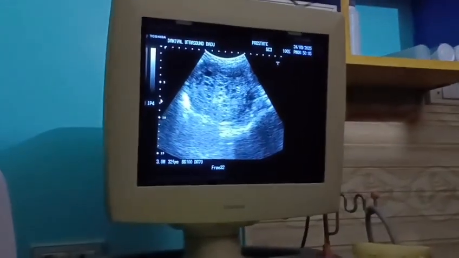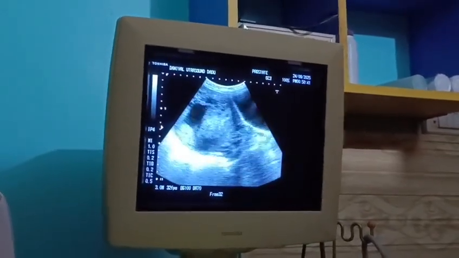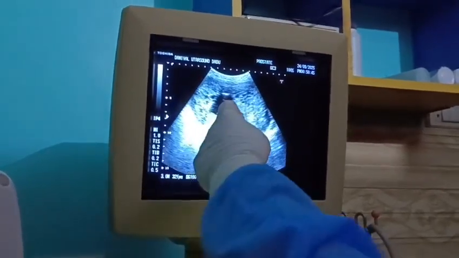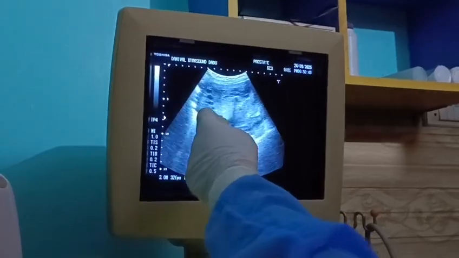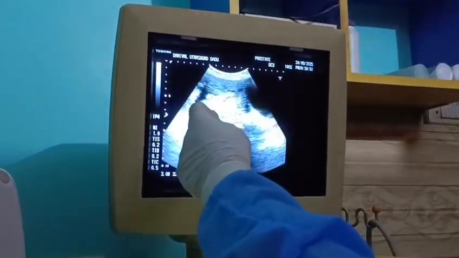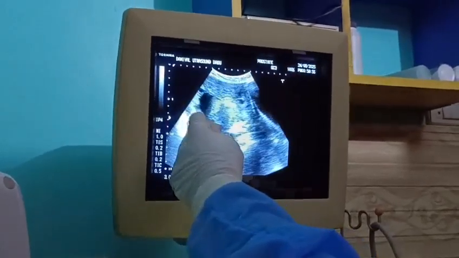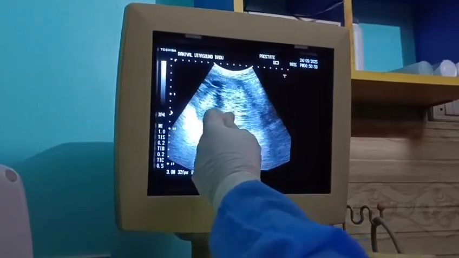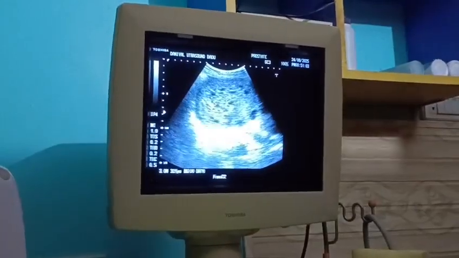Now let's come to the partial mole which we are facing now. Here is a partial mole which shows the amniotic fluid contained in the gestational sac, and a part of placenta. You see here, this is placenta. Above it, the placenta is showing molar changes.